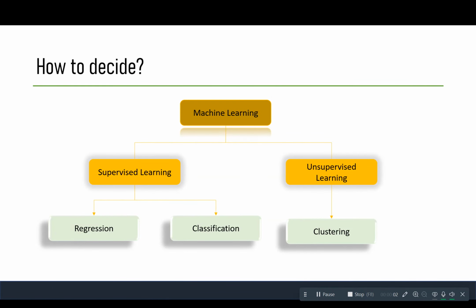Okay, so now the question is how we will be choosing which type of learning we have to apply to a given problem. The image box shows machine learning, which is divided into two subcategories: supervised and unsupervised learning. The supervised box is further divided into two sub boxes: regression and classification.